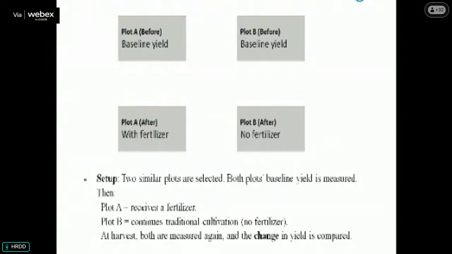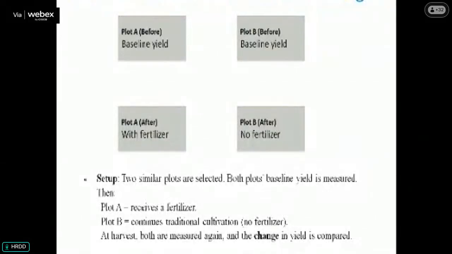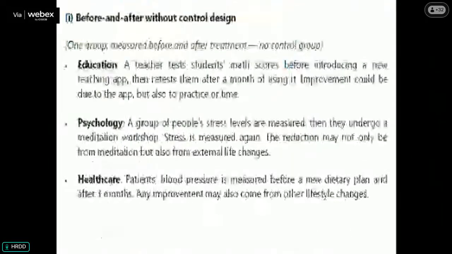Plot A receives a fertilizer, okay, and plot B without fertilizer. At harvest, both are measured again, and the change of yield is compared, with the control and with the experiment. The strength is that this design is stronger because it controls for baseline differences in soil quality. Fertility is also controlled in addition to rainfall or seasonal effect. So all the parameters are controlled in such a design. So this is a type of experimental design which they call before and after with control.